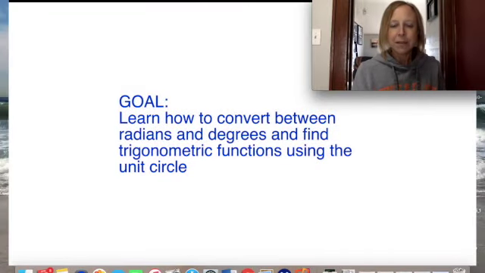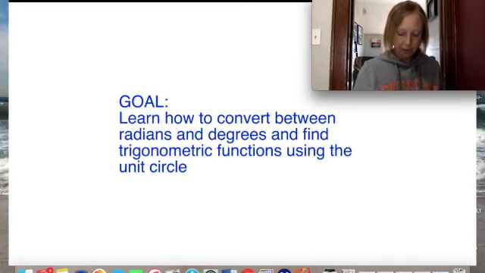Hey, algebra friends. Okay, as you just saw in those videos, I had two different ways of counting how many degrees, or the word we're going to use, radians, they were rotating. So that's one of our goals today.